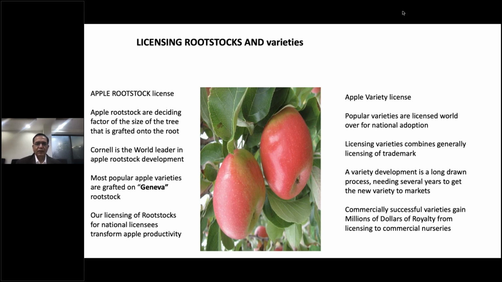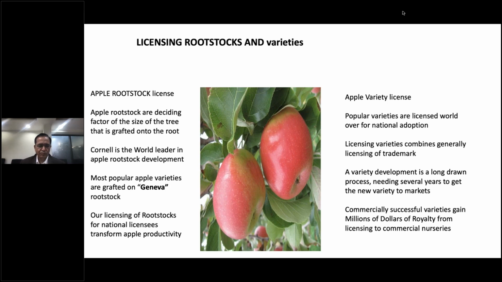Apple rootstock is one that is today, these are numerous, development timeline based. It takes years to develop a good apple rootstock. Rootstocks actually determine the size of the tree that's bearing the apple, and the scions are grafted on them. Scions are the varieties of the apple. Cornell, of course, the world leader in apple rootstock. There are others such as Washington University.